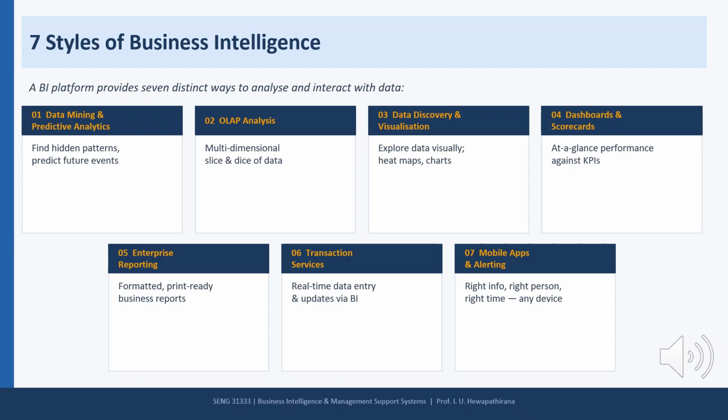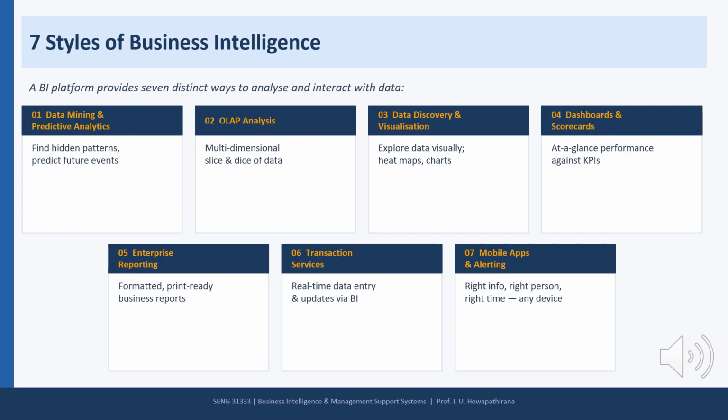The second style is OLAP analysis, online analytical processing. OLAP allows users to slice, dice, drill down into and rotate multidimensional data. It is particularly powerful for exploring combinations of dimensions, such as sales by region, by product line, and by time period all at once. The third style is data discovery and visualization.